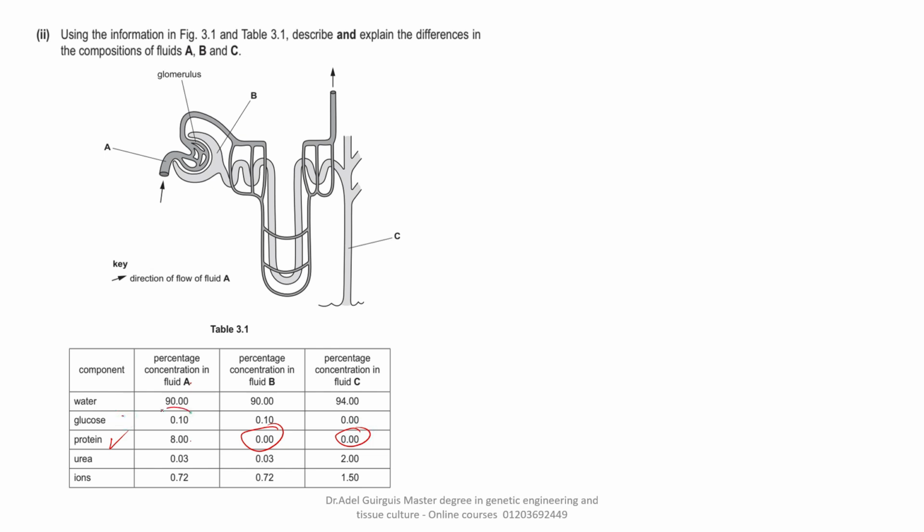Glucose is found in A with the same concentration as in B, while in C there is no glucose. Okay, let's start firstly. What about the functions of nephrons? Ultrafiltration takes place in the glomerulus. Filtration of blood occurs in the glomerulus.